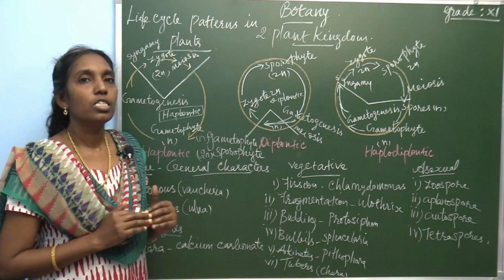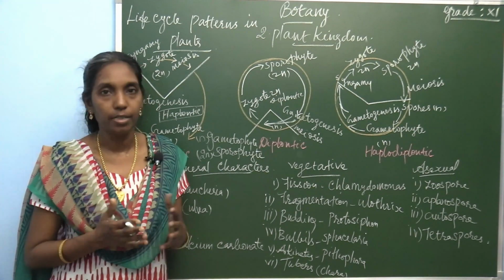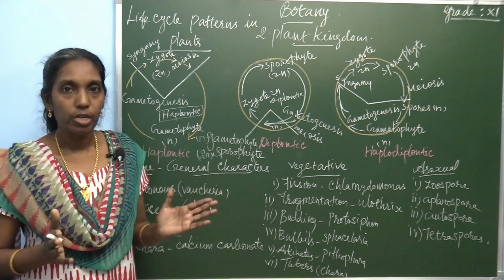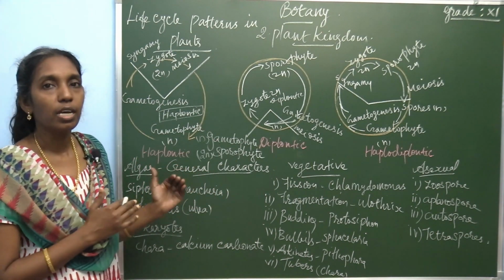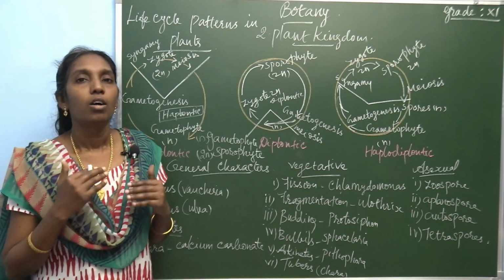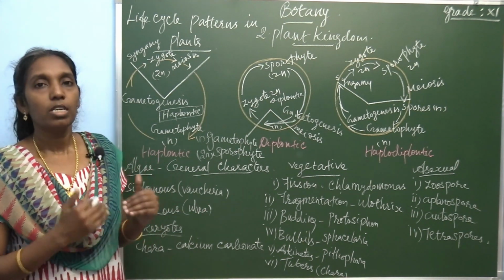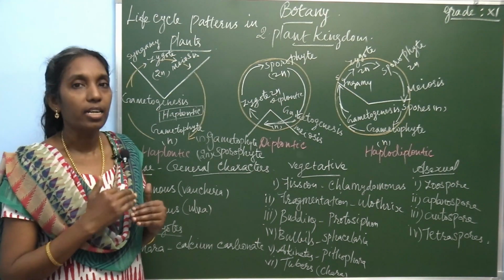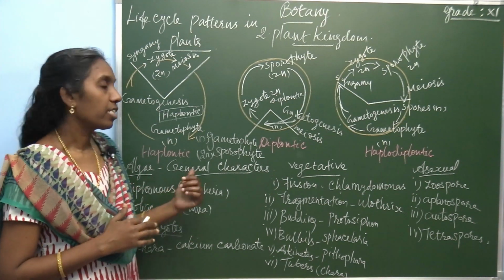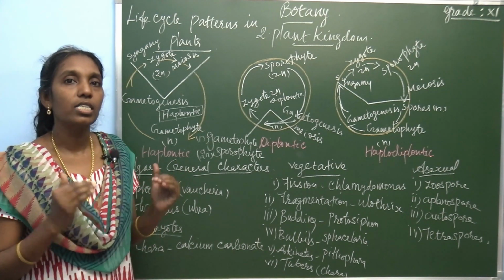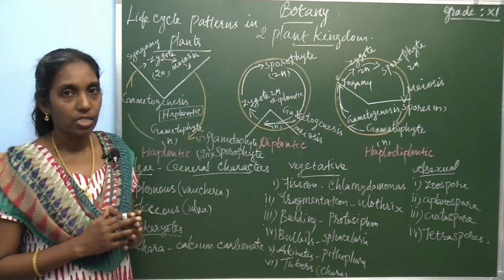Now, let us move to the plant kingdom. There are different types of plants around us, and in this chapter you are going to learn all the different kinds of plant kingdom. So, let us start with algae. What are the general characteristic features of algae?